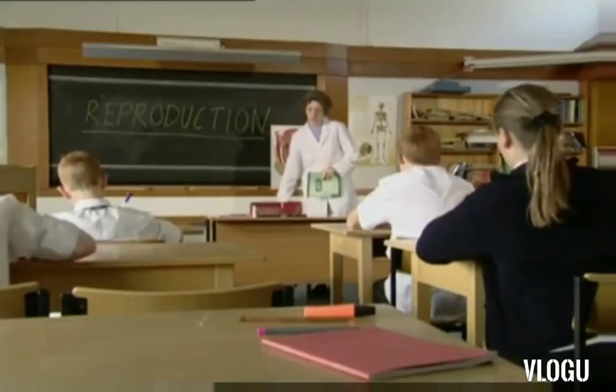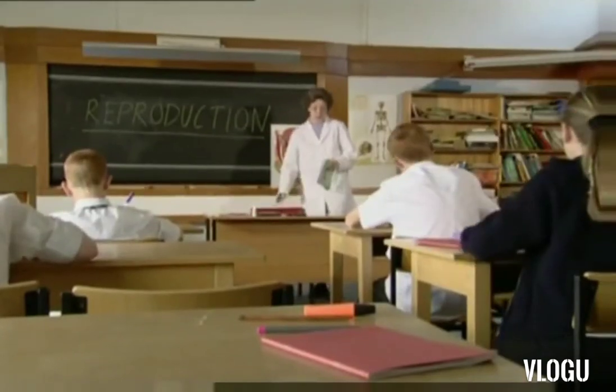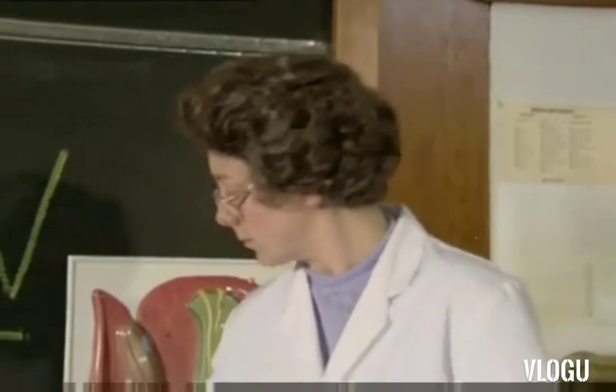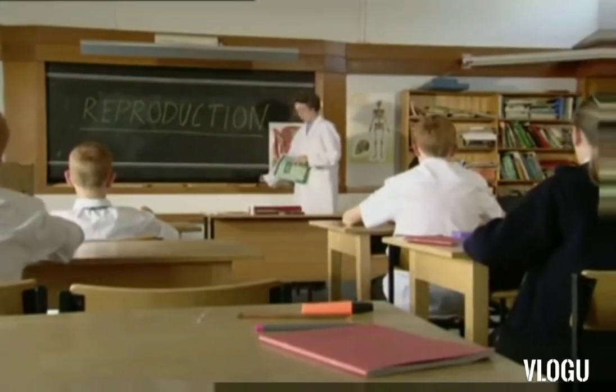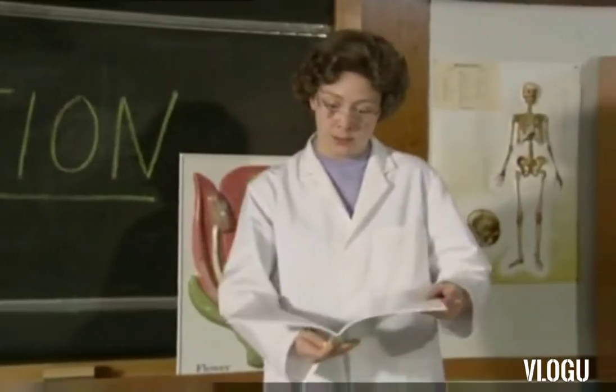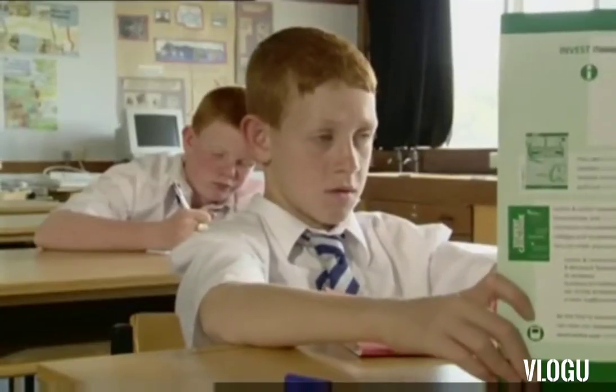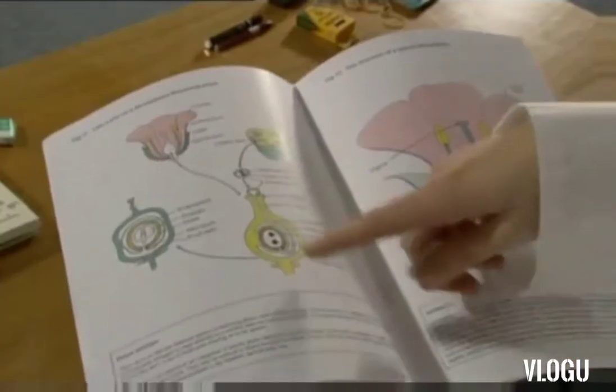Right. Now, open your books at the page. Well, you know what page it is today, because we're doing reproduction today, right? Now, have a look at the... On there, there's a flower, a female flower, right? You see it. Next to that, there's a male flower with the stamen. And the, that's really all there is.